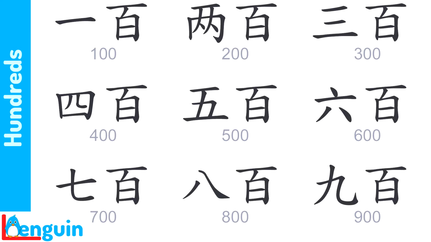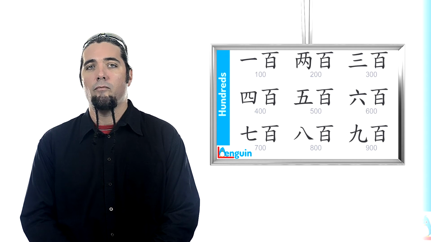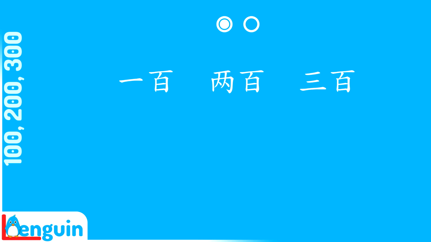100, 200, 300, 400, 500, 600, 700, 800, 900. The syllable bai, which means hundred, is a bound syllable. This means that it never occurs alone, but always with a number in front of it. Repeat, 100, 200, 300.